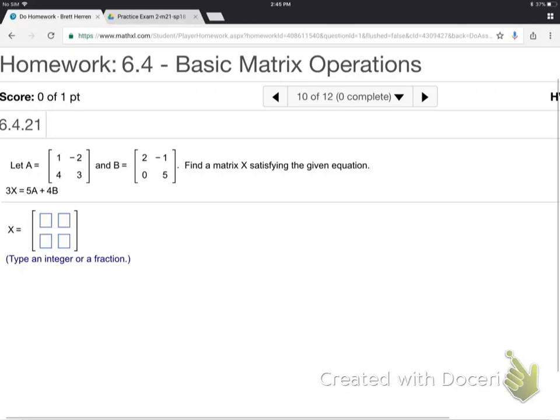That's a place where you might use matrices. We'll get more into that next time. So here we go.